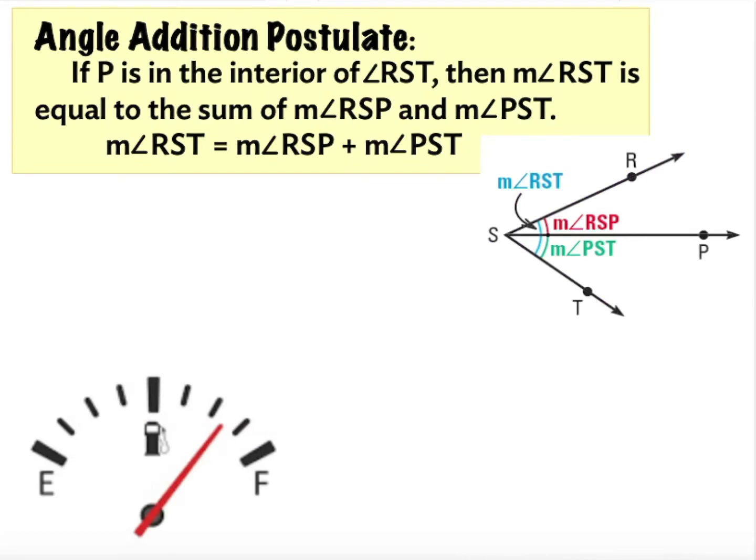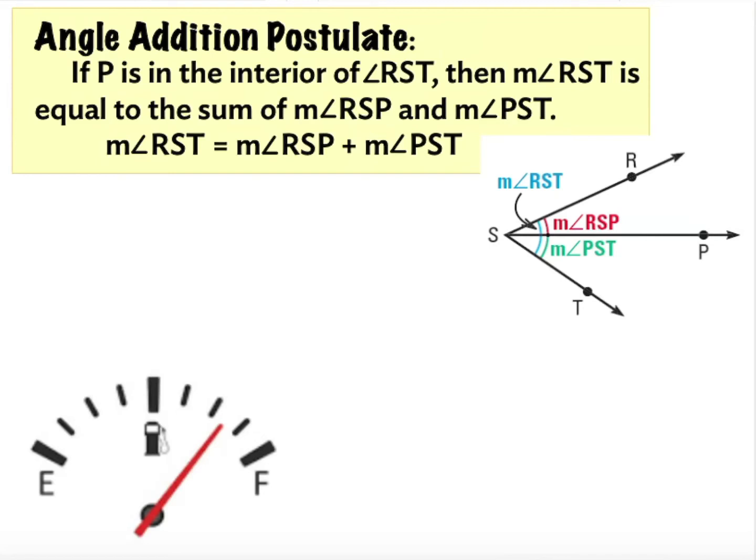Are you ready for this one? We got our second postulate of the year. It's called the angle addition postulate. Here's the long version. It says if P is in the interior of angle RST, then the measure of angle RST is equal to the sum of the measure of angle RSP and the measure of angle PST. It's not actually as complicated as it sounds.